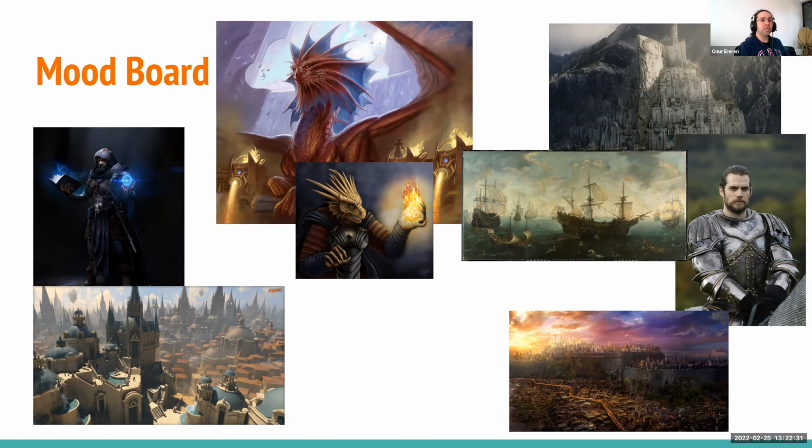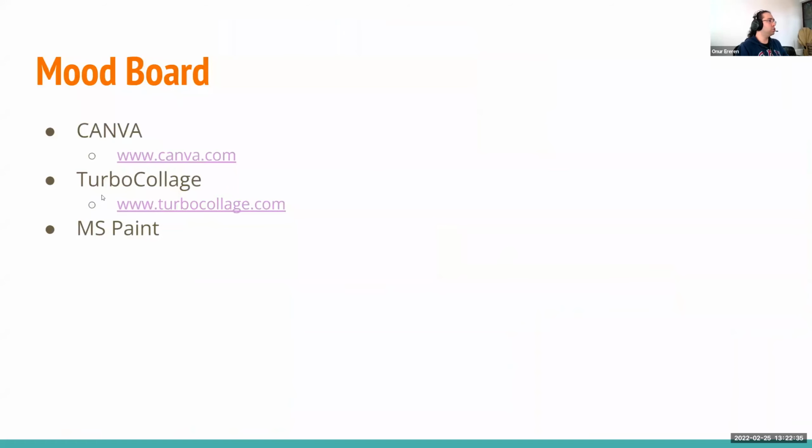Okay. So what I want to show you next are the sources where you can create mood boards. MS Paint is just a small joke there, but you can use MS Paint, no problem. Canva is a good place to create mood boards, and Turbo Collage is another website I found about that, and there are other sources as well. You can use your own.